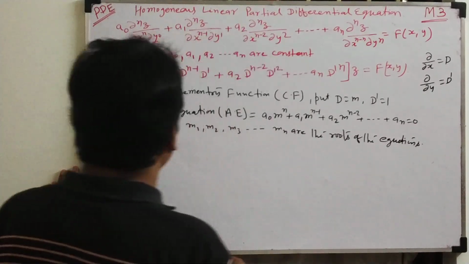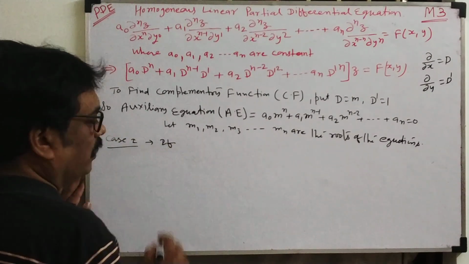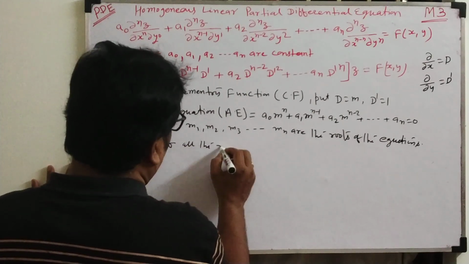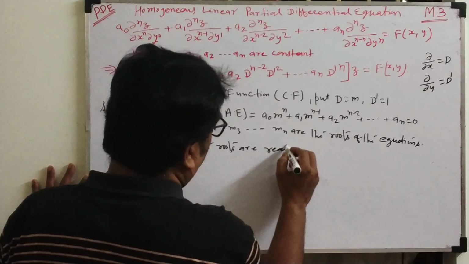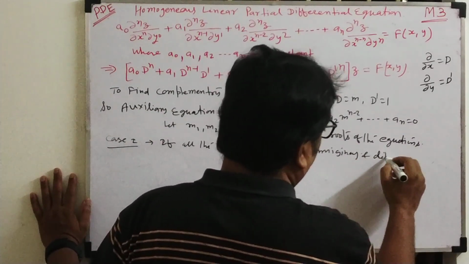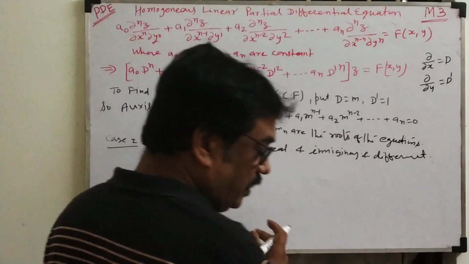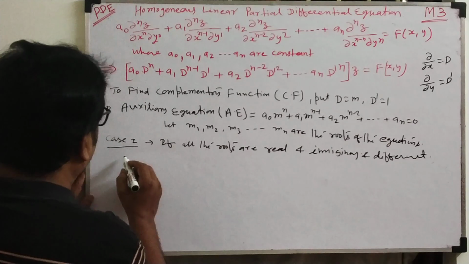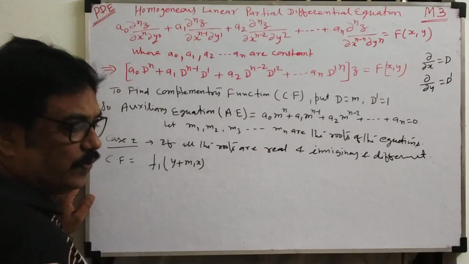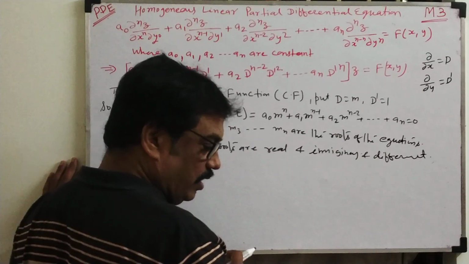So what are the complementary functions? Case one: if all the roots are real or imaginary and different. If the same roots are there, that is case 2, case 3, like this. All roots are real or imaginary and different. Then what is the CF? Complementary function we can write. So this is the format: f1(y + m1x). This will be common for all the problems if all roots are real or imaginary and different.